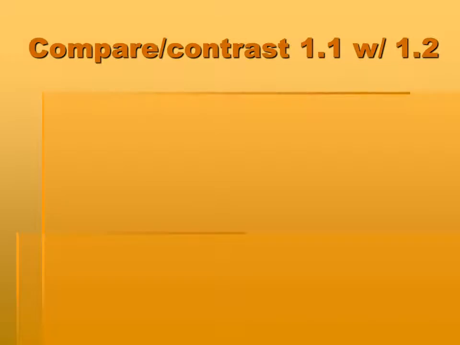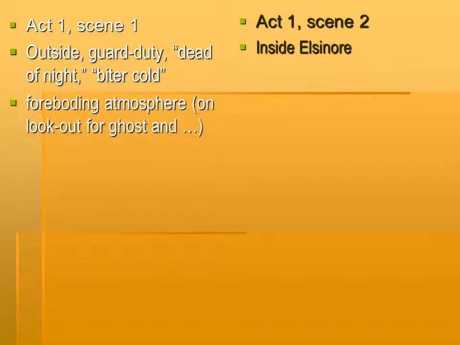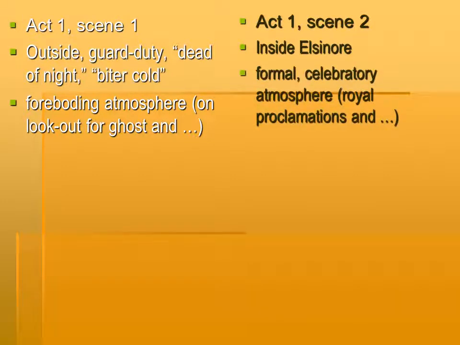Moving on, just comparing and contrasting Act 1, Scene 1 with Act 1, Scene 2. A couple things to take note of: Act 1, Scene 1 starts outside, guard duty, dead of night, bitter cold. Act 1, Scene 2 is inside Elsinore, the castle, of which now Claudius is king. Back to Scene 1, there's a foreboding atmosphere. The guards are on the lookout for ghosts and other potential dangers. The mood of Act 1, Scene 2, excuse me, is formal, celebratory. We have almost like a wedding announcement.